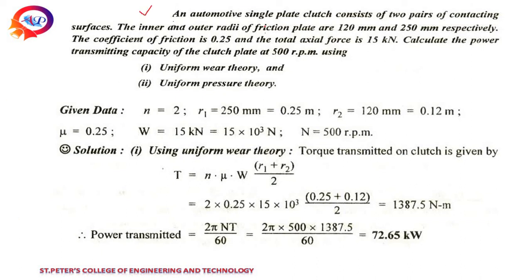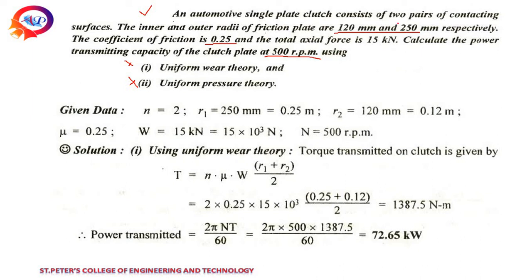In this problem, an automatic single plate clutch consists of 2 pairs of contacting surfaces, that is n equal to 2, and the inner and outer radius of the friction surface is also given. R1 and R2 are given here, the coefficient of friction is 0.25, and the total axial force is given. Calculate the power transmitted through the clutch at 500 rpm using both theories. They ask us to find how much power is transmitted using both the uniform pressure theory and the uniform wear theory.